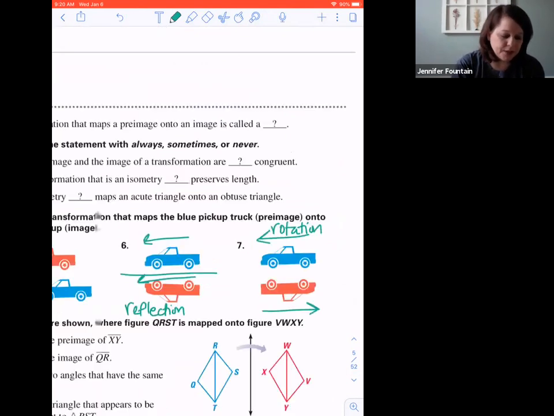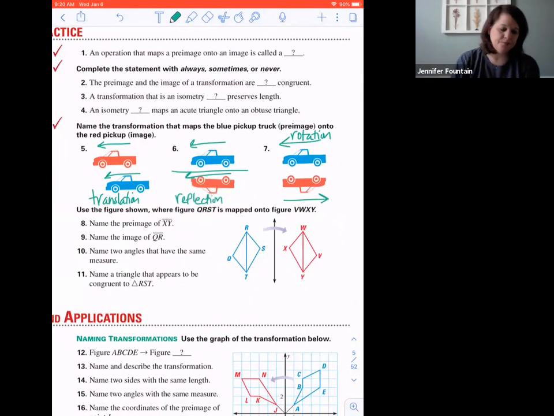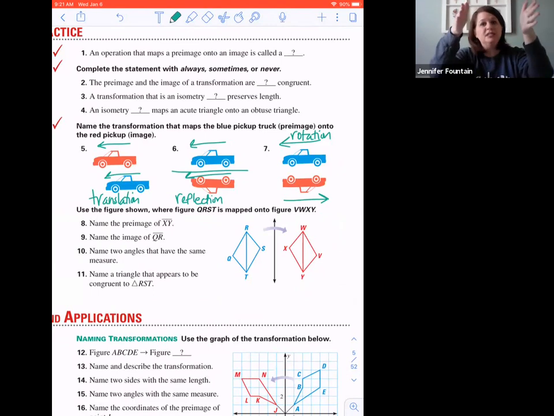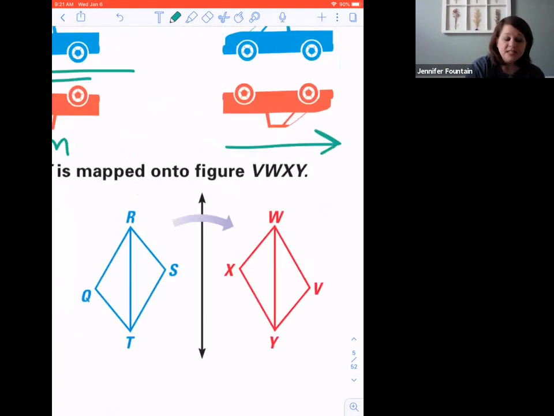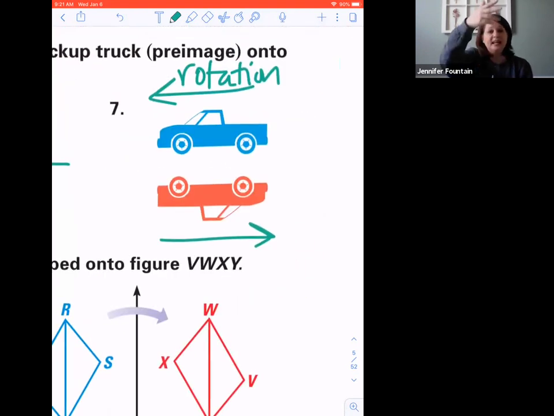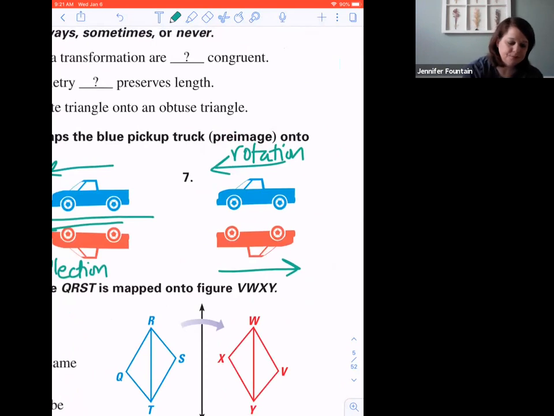So let's look at those images for a minute and what we just said. A translation: my truck is going the same direction and it's still upright. If it's exactly the same, just in another location, it just looks like it slid, so that is a translation. If I've flipped from top to bottom or from side to side, that's going to be a reflection. So only one thing has changed. But notice in number 7, I have 2 changes. Not only has it flipped, but it's also gone side to side. So that indicates a rotation.